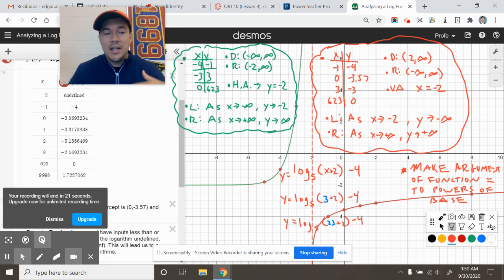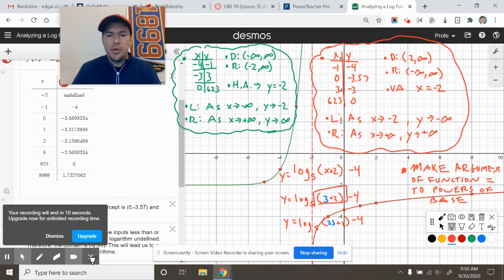And in the last 20 seconds, if you want to find integer coordinates, if you're struggling with that, make the argument of your function, meaning this part, equal to powers of 5. So for example, 3 plus 2 is a power of 5. That way log base 5 of 5 is 1. 1 minus 4 is -3. Or 23 plus 2, which is 25. Try those out.